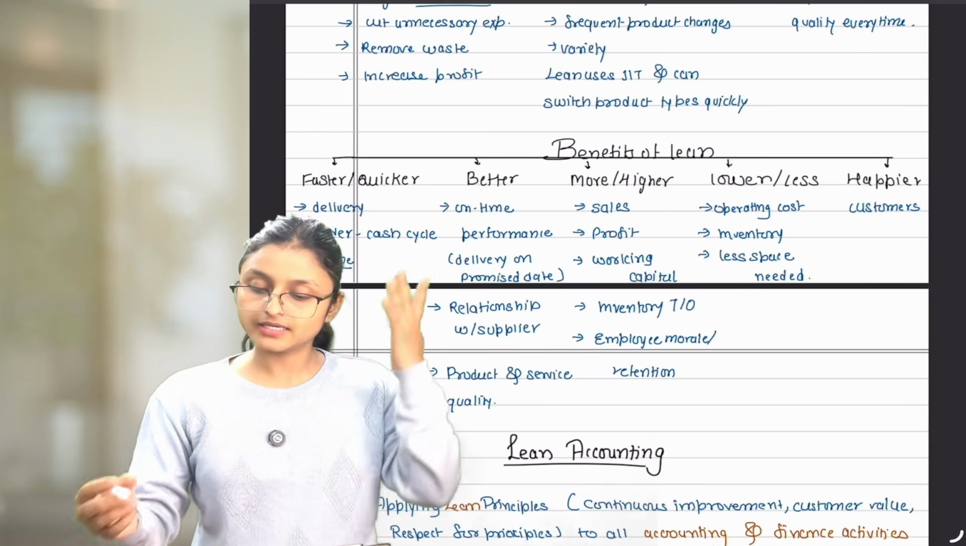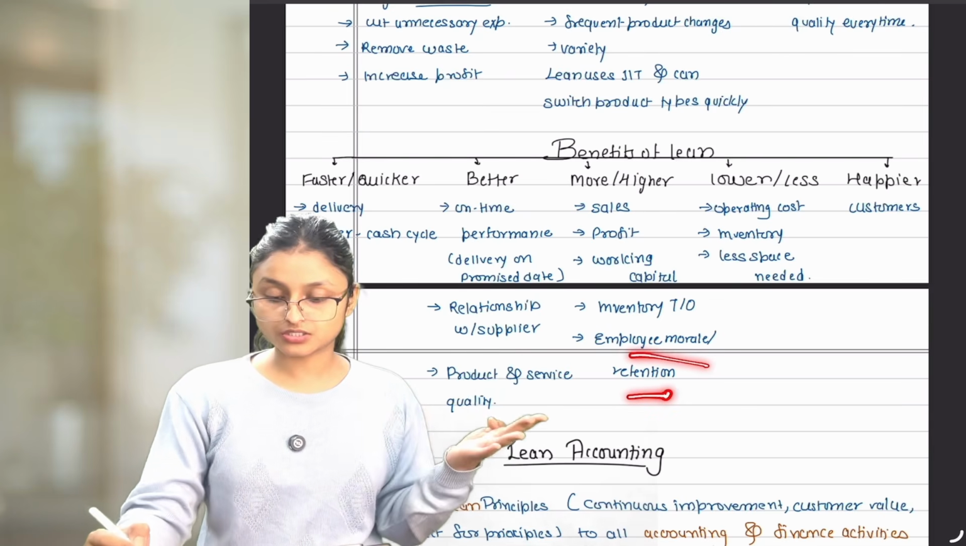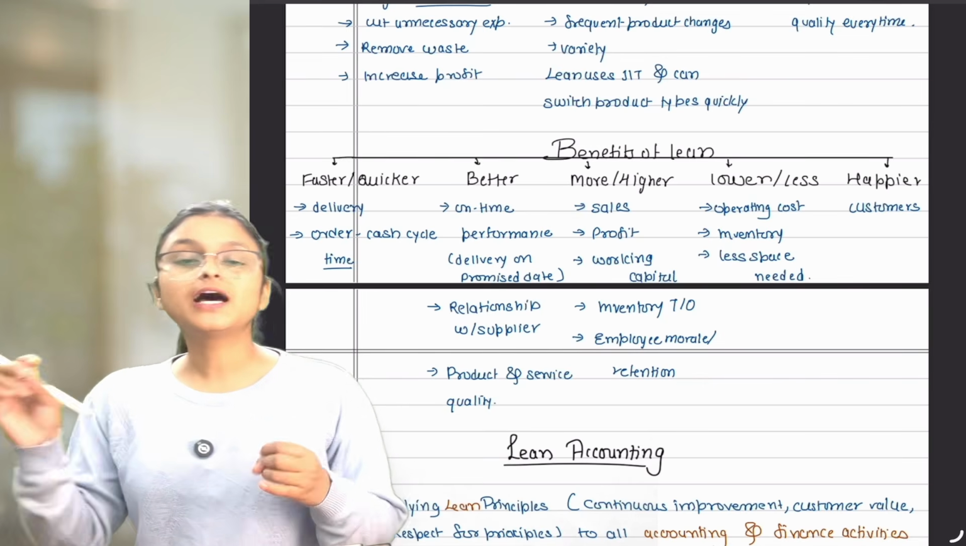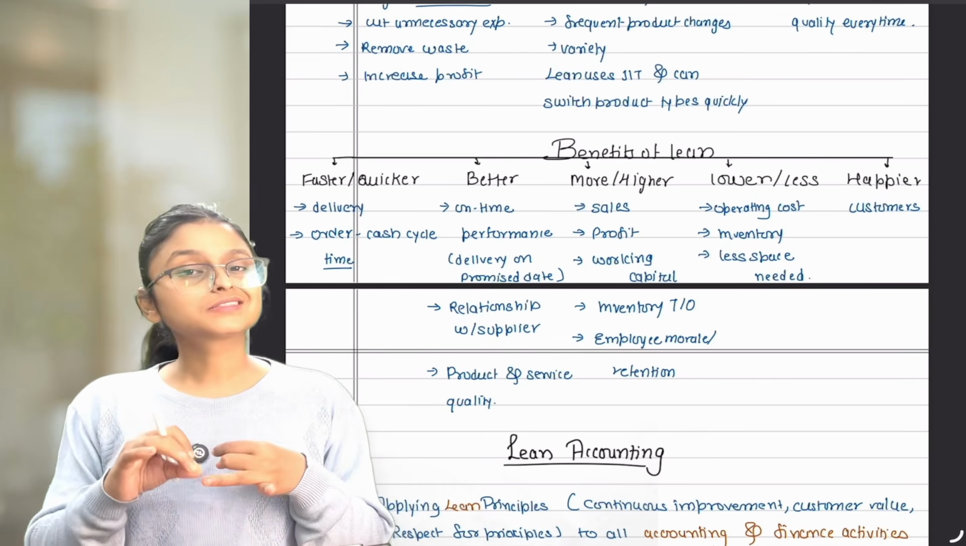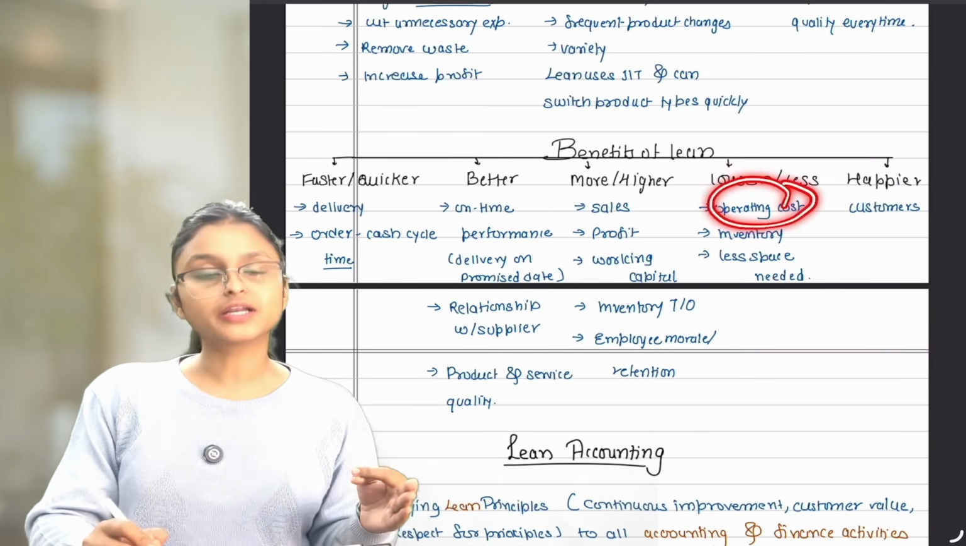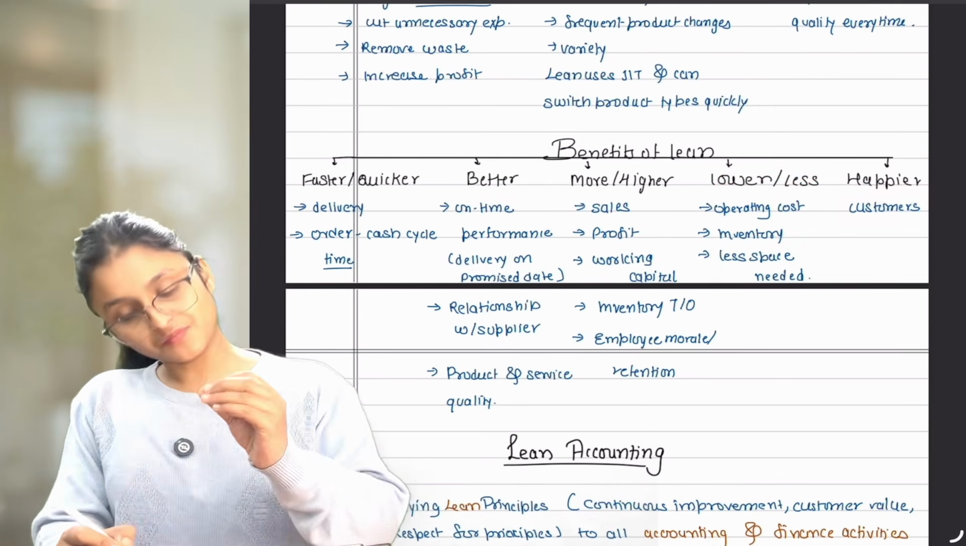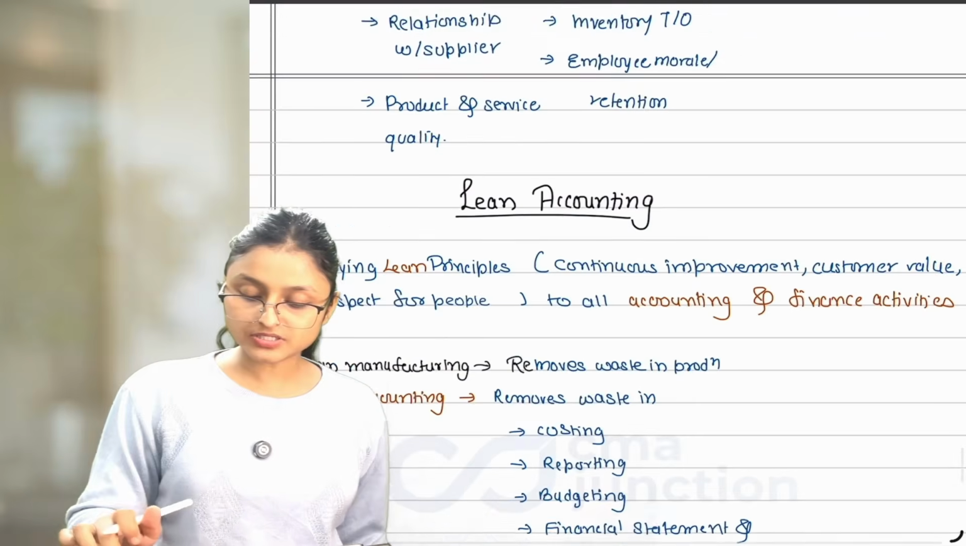Inventory turnover is high. Employee morale and retention is high, and working capital is also available. Lower or less: we have less inventory, less space requirement, and less operating cost. And after all of these, what happens? Our customers become happier. Next comes lean accounting.